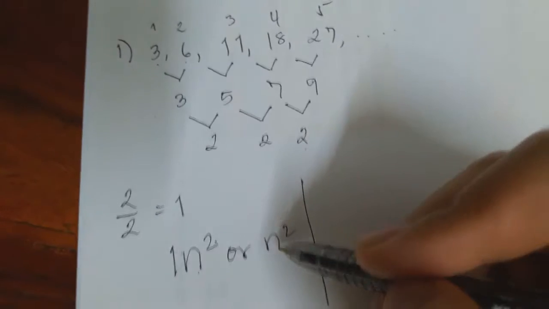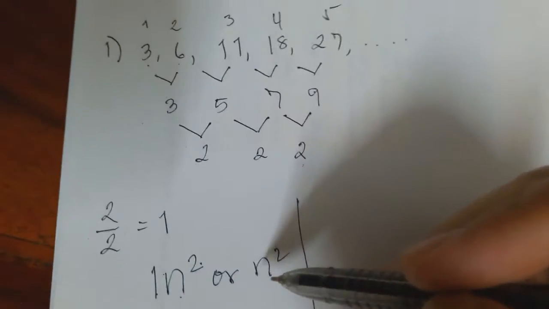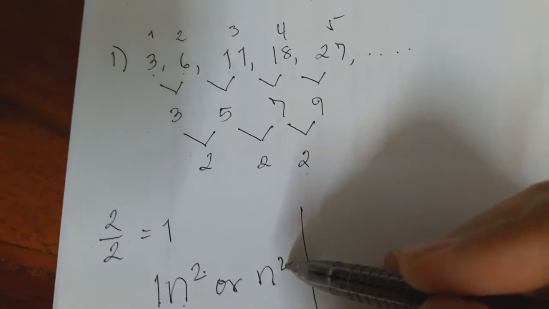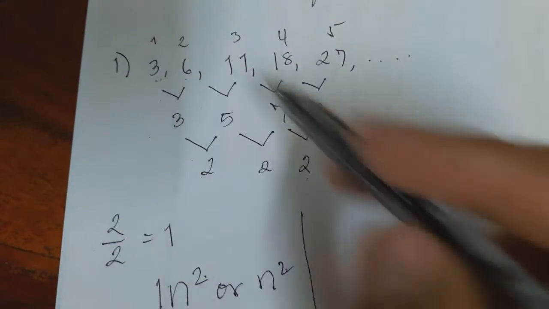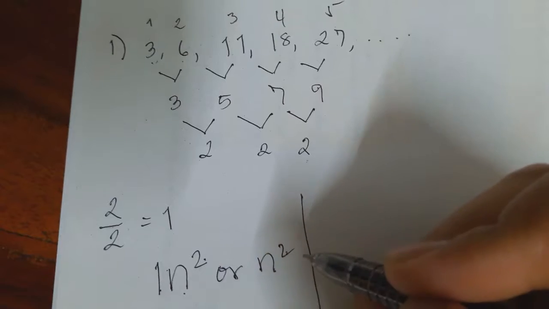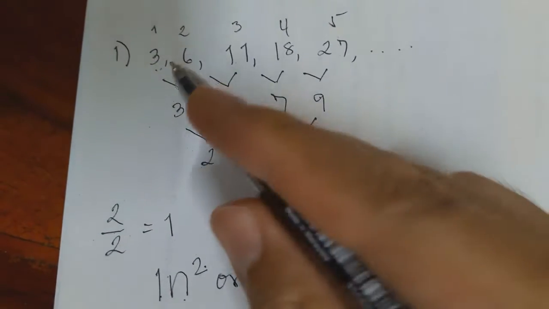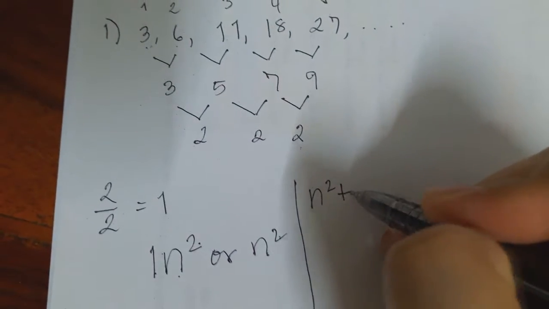So again, let us think that the value of n is 1. So 1 squared is 1, but our first term is 3. So we are going to add how many to become 3? Plus 2. So let us check.